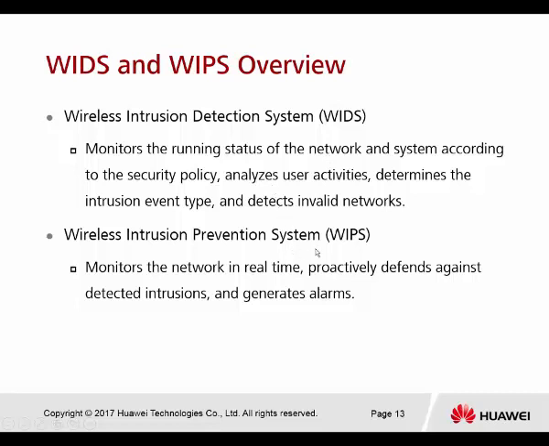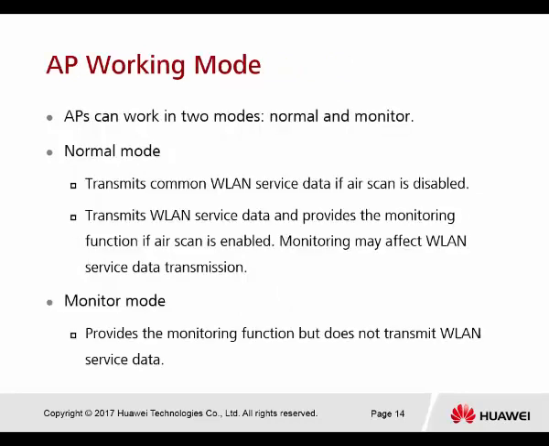For the WIPS, the prevention system, it monitors the network in real time to proactively defend against the detected intrusion. So based on the intrusion detection that we already ran, the WIPS is able to prevent certain types of attacks. The AP can work in two modes, normal and monitor. Normal mode transmits common WLAN services if the air scan is disabled. When we don't enable any air scan, I just purely want to provide normal service access for all my clients.